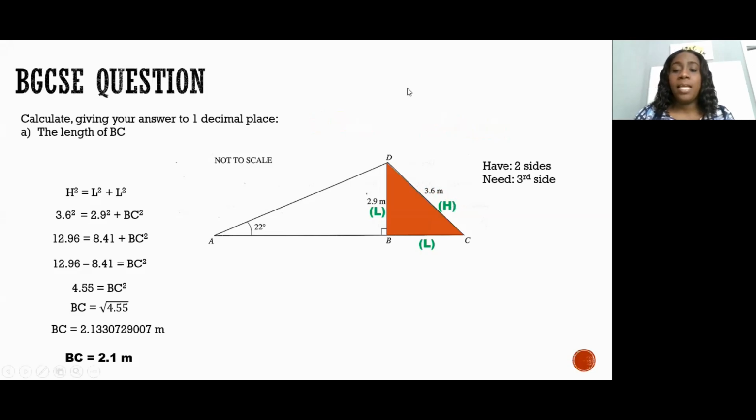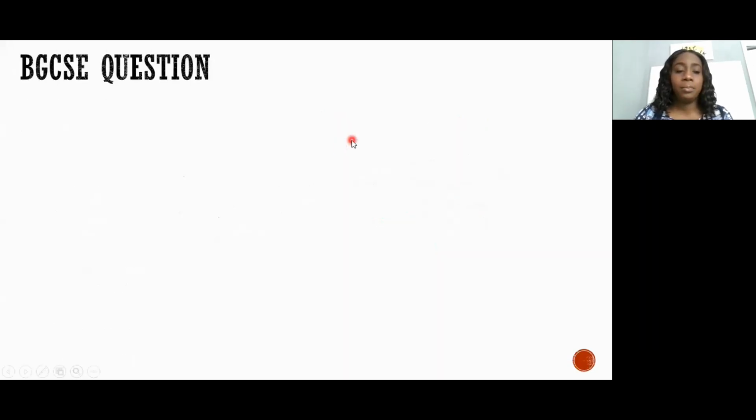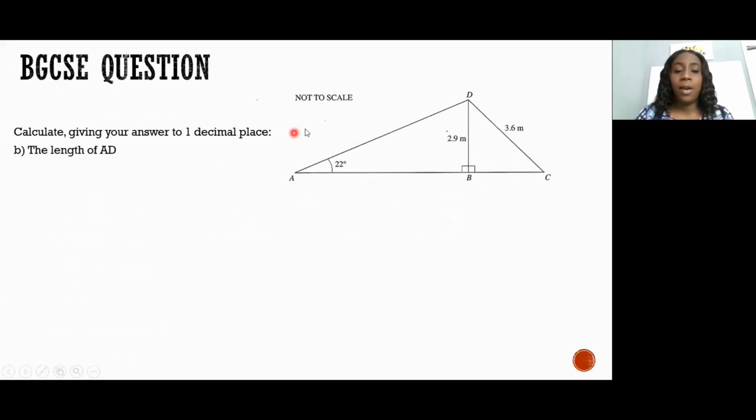All right, so let's get to part B. We're running out of time now. We have to calculate the length of AD. So again, am I gonna use triangle ABD or am I gonna use triangle DBC or BCD? Tell me what triangle I'm gonna use.